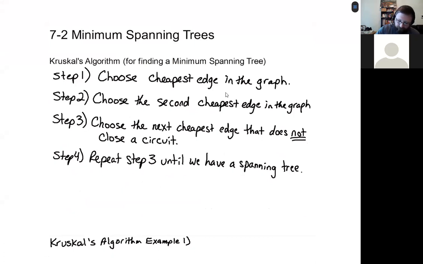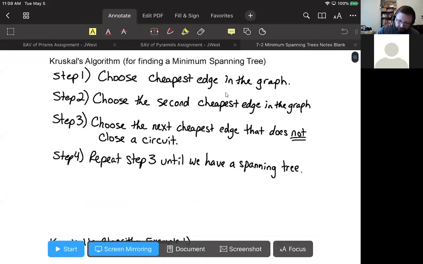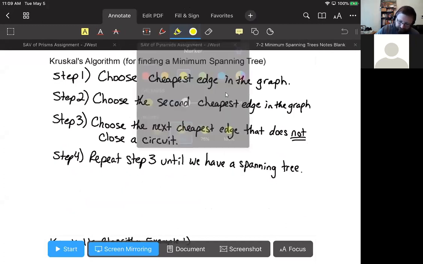Oops, that's not what I wanted to do. That would be the tree with the lowest weight. Come on, technology. There we go.